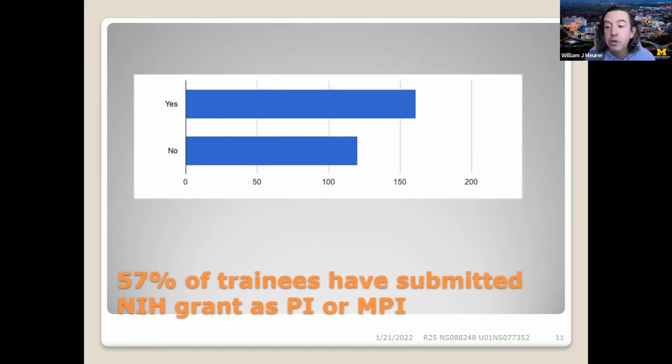Of the people who have participated in our course in this iteration of the training in the general development of an early phase trial, about 57% of them have submitted an NIH grant as either PI or multiple PI. And this would include K awards or awards of any type. You go to the next slide.